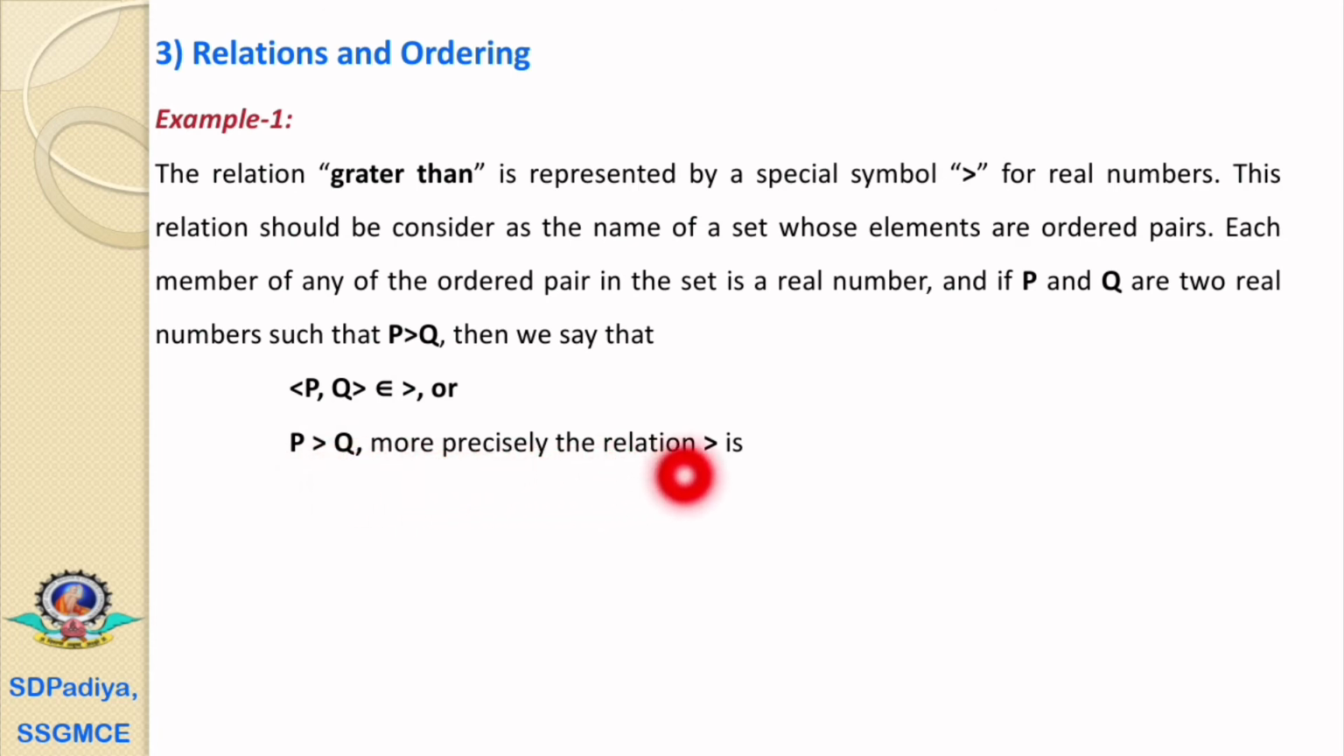More precisely, the relation greater than, if we write it down again, is a set of ordered pairs x comma y such that x and y are real numbers and x is greater than y.